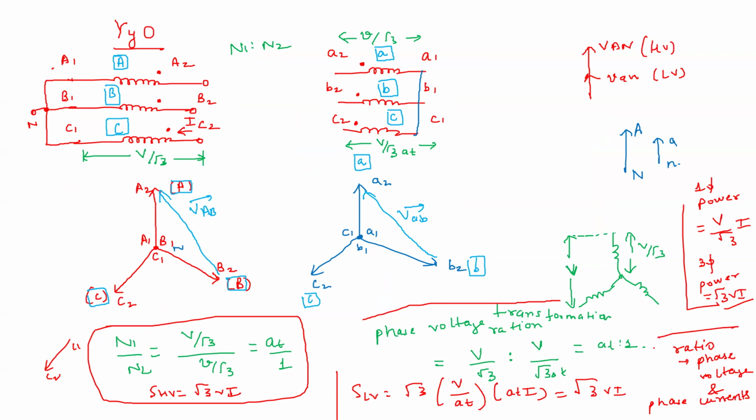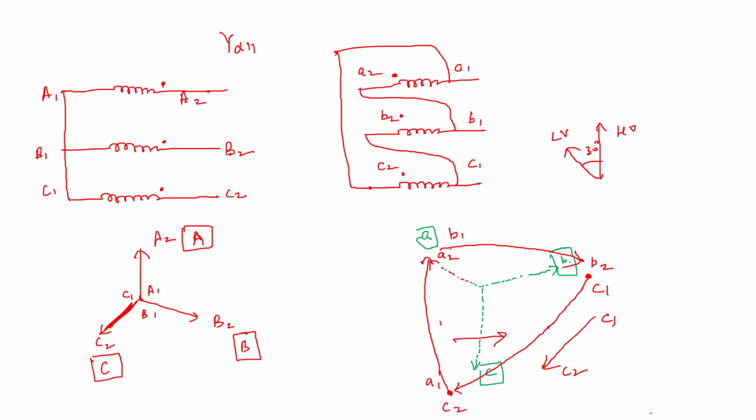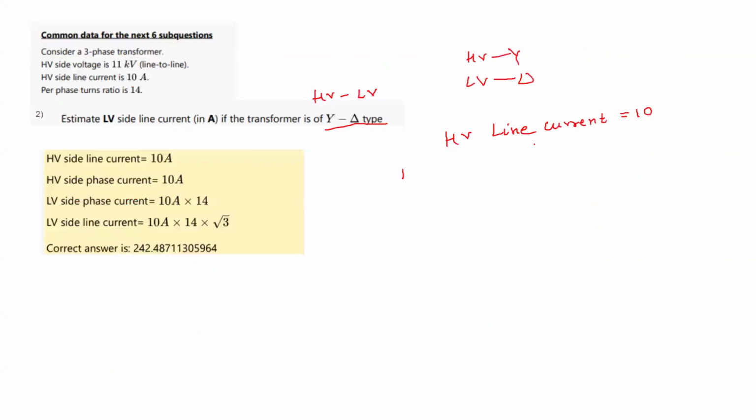Okay, so for that, on the HV side this is given as line current. Now what will be the HV side phase current? Remember this is a star connection, so for star connection what? Same, correct. So this is the same as the HV line current because this is star connected. So this is the same, 10 ampere.